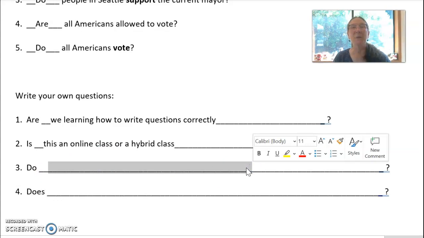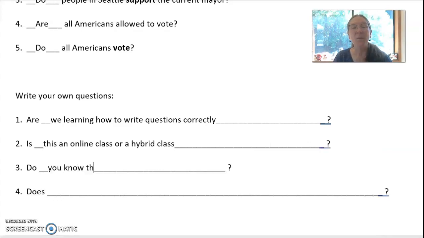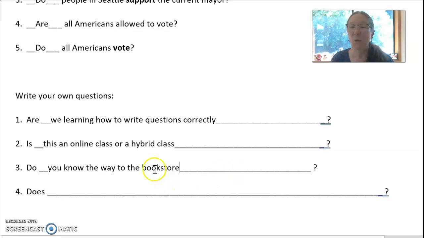All right, let's see for do. Do you know the way to the bookstore? All right, do you know the way to the bookstore? Here's know. That looks like a base form, right? It is. It's a base form. So do you know the way to the bookstore? And it's like, yes, I do. Come with me. It's right over here next to Briar Hall.